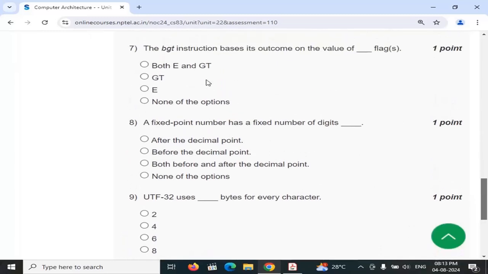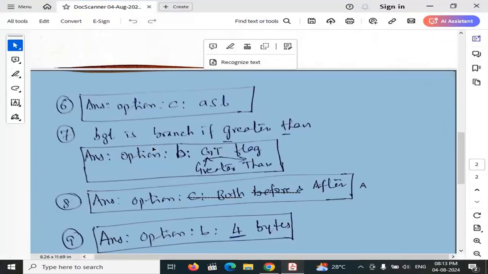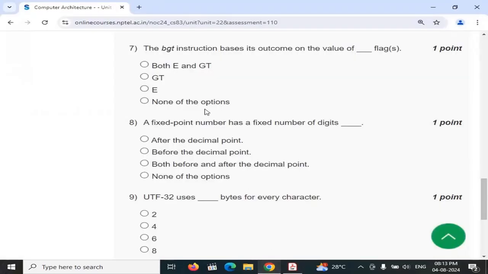Seventh: the BGT instruction bases its outcome on the value of which flags? BGT is branch if greater than. So the answer is option B, the GT flag. It is based on the GT flag: G stands for greater, T stands for than. Answer is option B, GT flag.